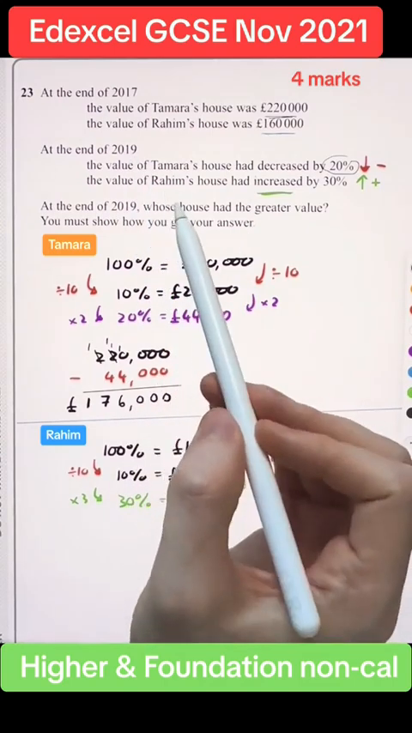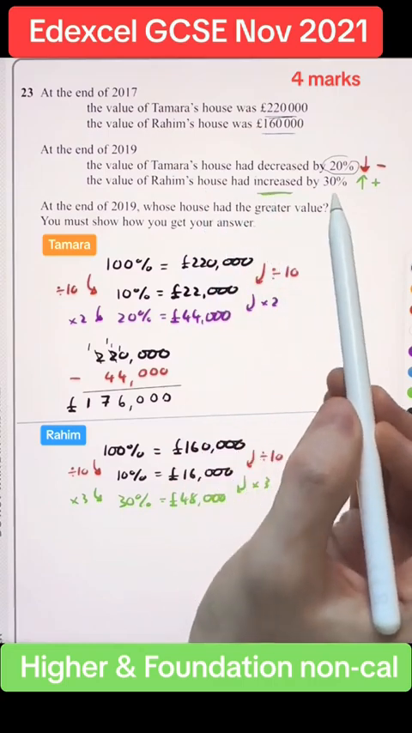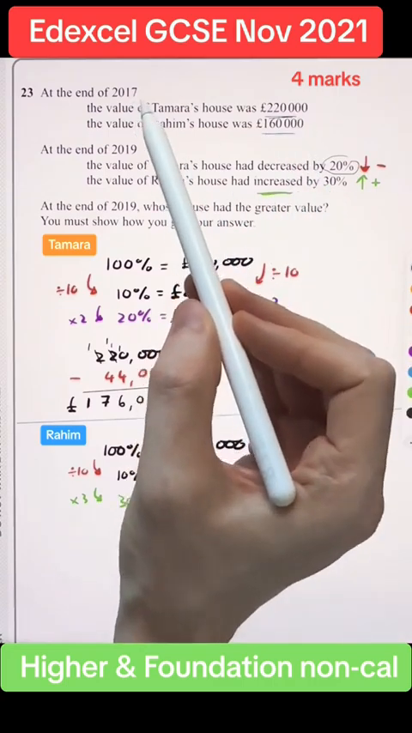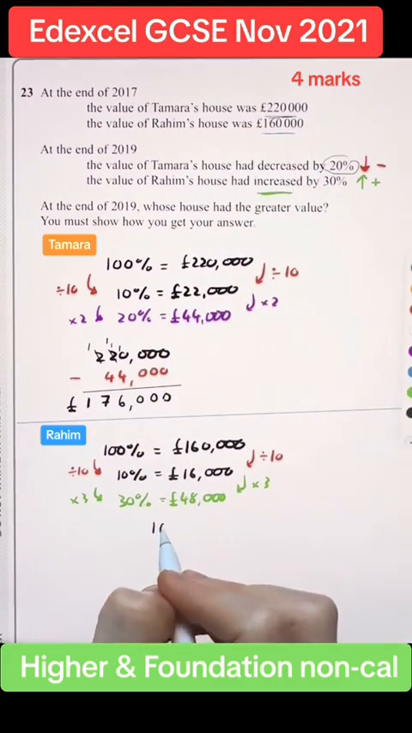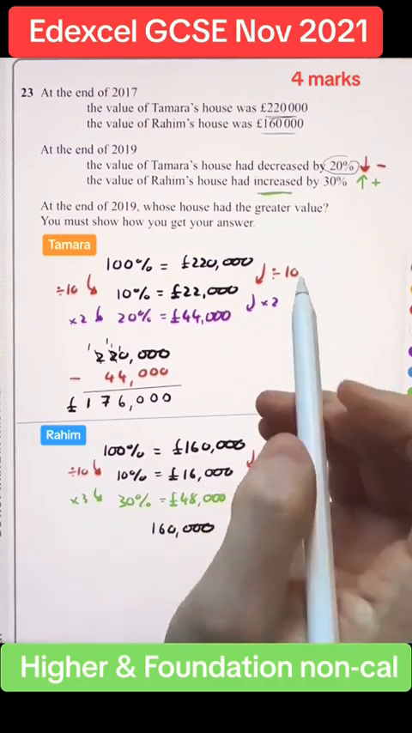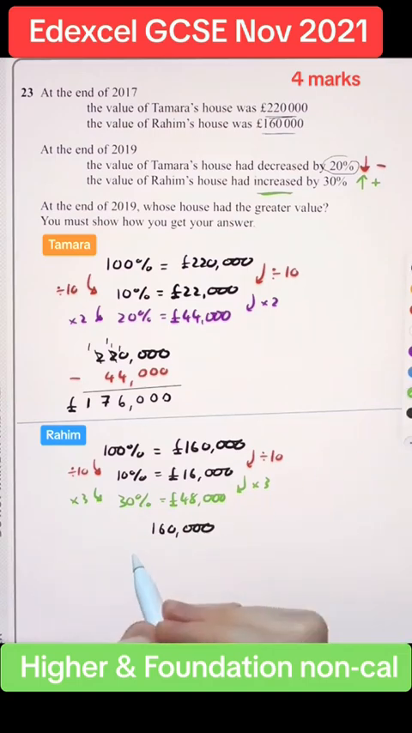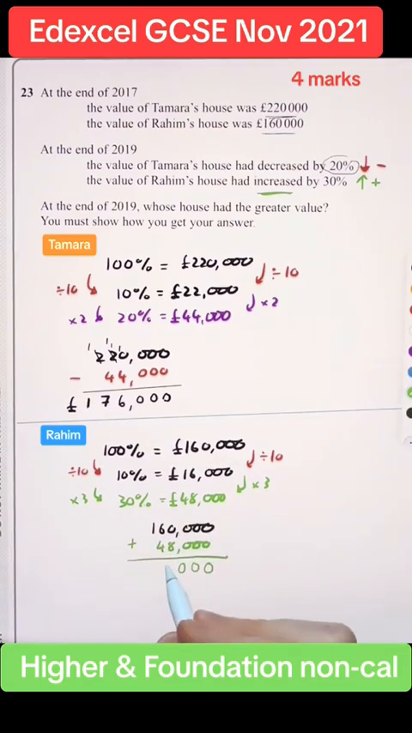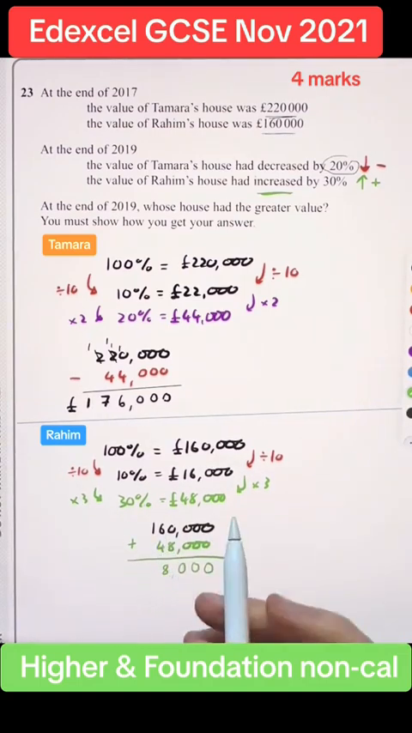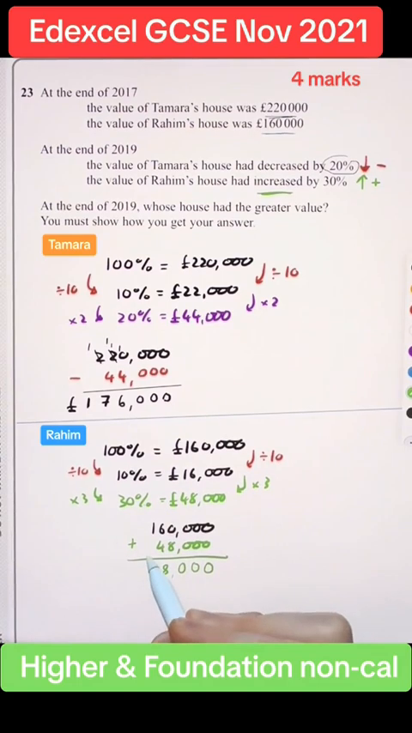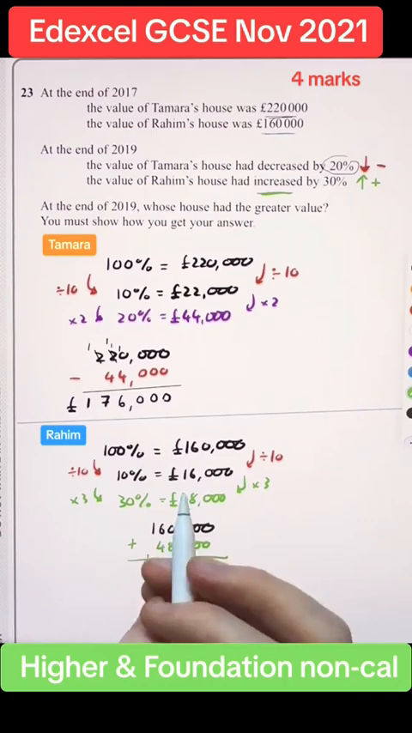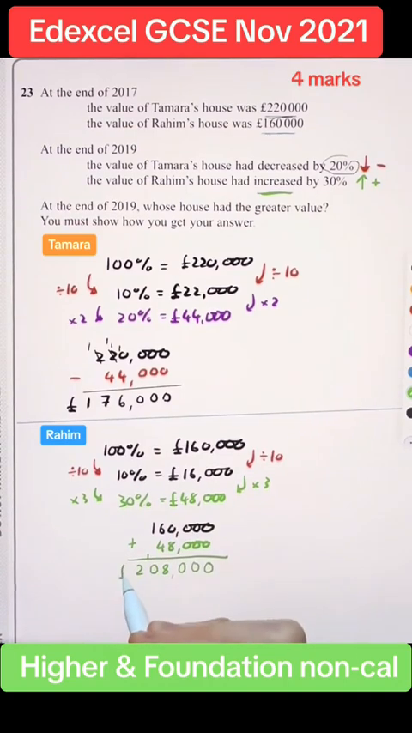As we know, at the end of 2019, the value of Rahim's house had increased by 30%. So originally, at the end of 2017, it was worth 160,000. It's increased by 30%, so we're going to add on our 30%. We know 0 add 8 gives us 8. 6 add 4 is 10. So 0 down, carry the 1. 1 plus the 1 I carried gives us 2. So the value of Rahim's house at the end of 2019 was 208,000.